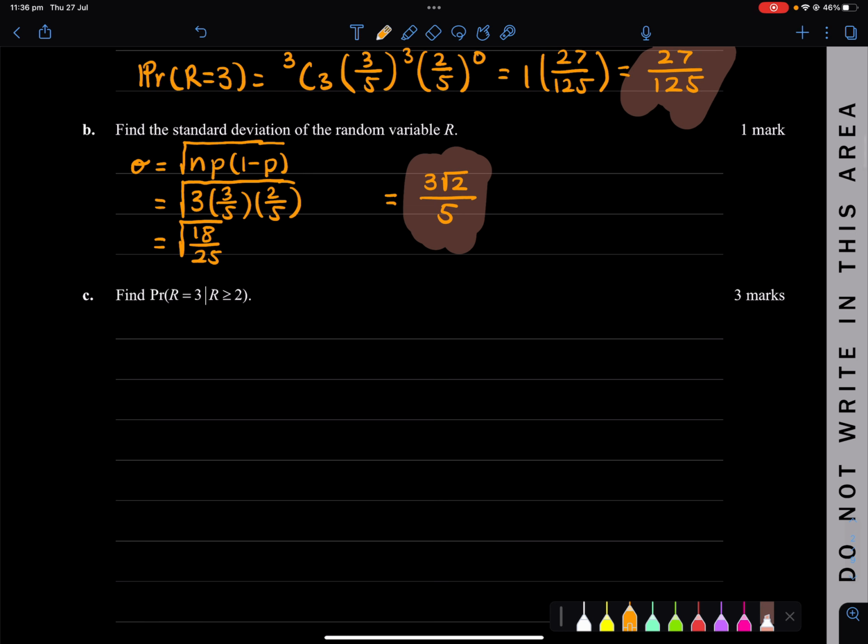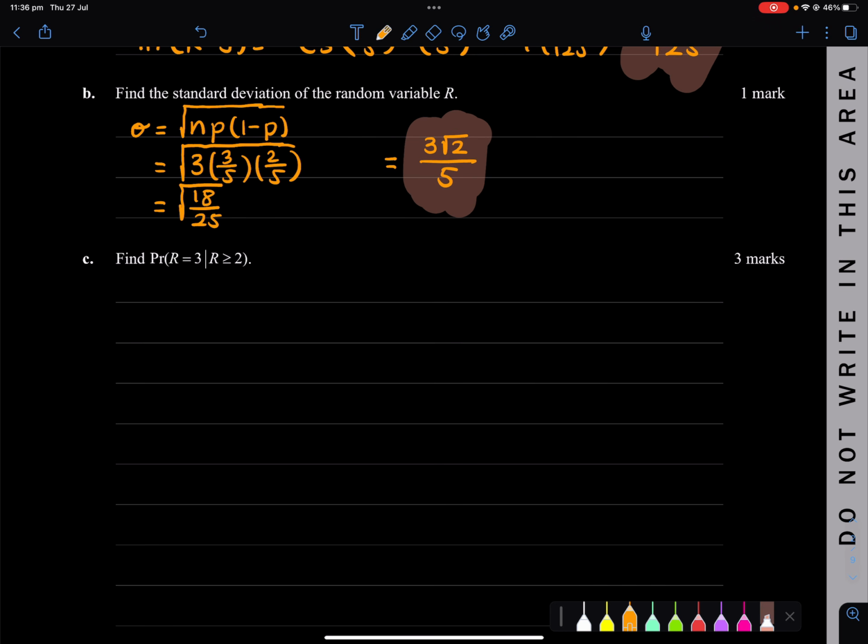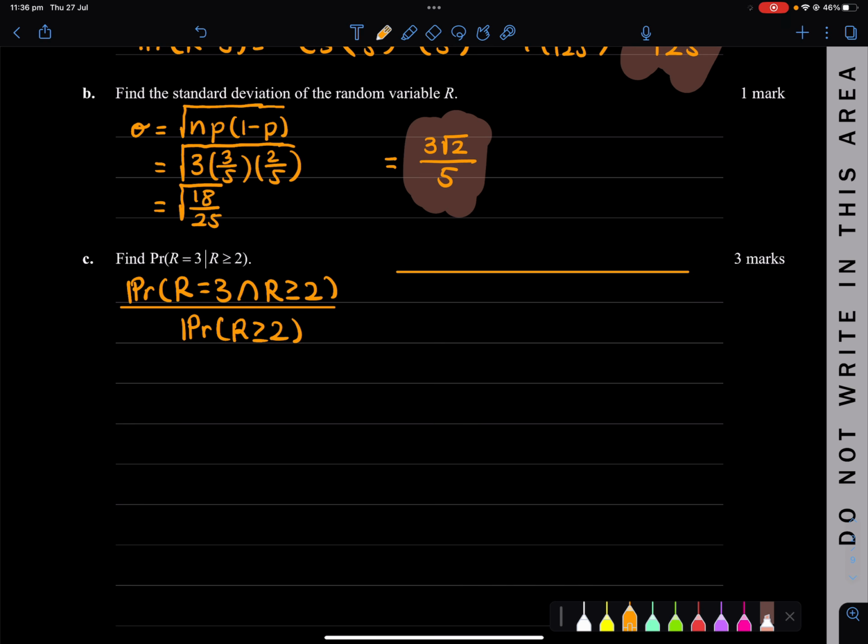Then we want to find the probability that R equals 3, given that R is greater than or equal to 2. Okay, so it's conditional probability. So what I'm going to do is rewrite that as the probability of R equals 3 intersection R is greater or equal to 2, all over the probability of R is greater or equal to 2. Now I'm going to draw a number line. Let's say this value over here is 3, and it's a closed dot. And this value over here is 2, a closed dot, but it goes to the right forever because it's greater than or equal to 2.